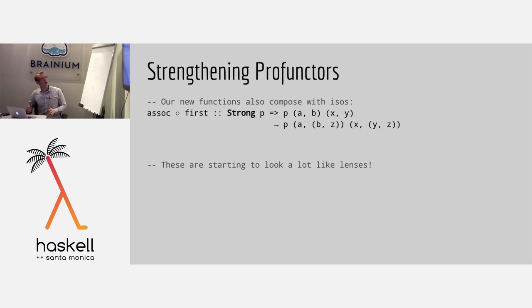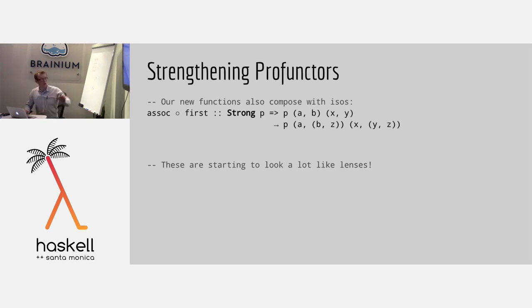The cool thing is these two classes of things also compose with each other, right? So everything that's strong is also a profunctor, because there was a superclass relationship between strong and profunctor. So that means that if you have something which can lift something over a profunctor, then you can automatically lift it over a strong profunctor, because every strong profunctor is a profunctor. So in other words, every isomorphism is also an example of a lens.